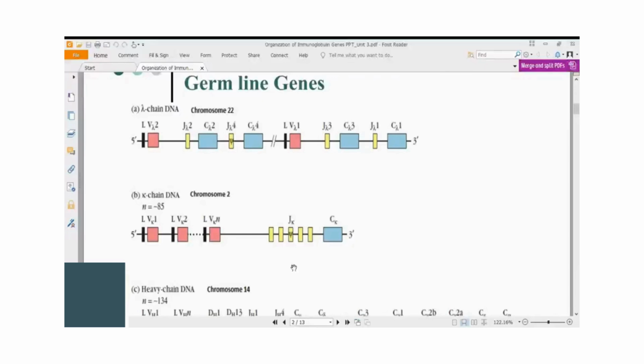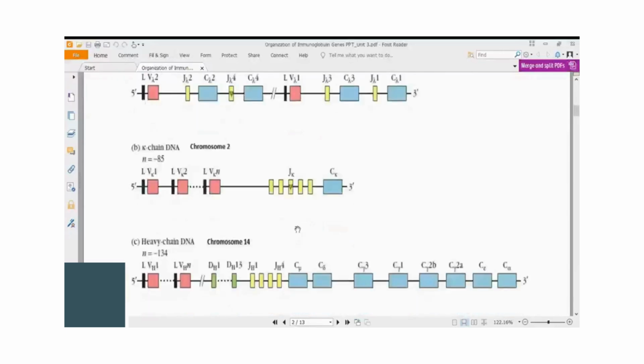I had discussed with you the gene arrangement for the lambda light chain, the kappa light chain, and the heavy chain gene for the immunoglobulins. And this type of gene arrangement in the B lymphocyte, that is the pre-B cell, is called the germline gene arrangement. It is there as a germline, GERM, germline gene arrangement.